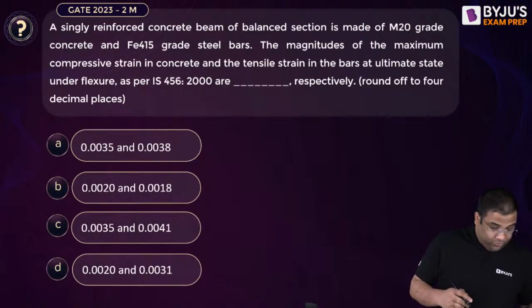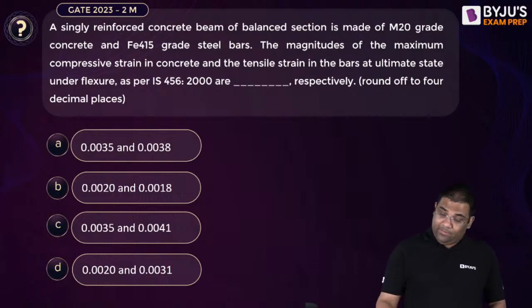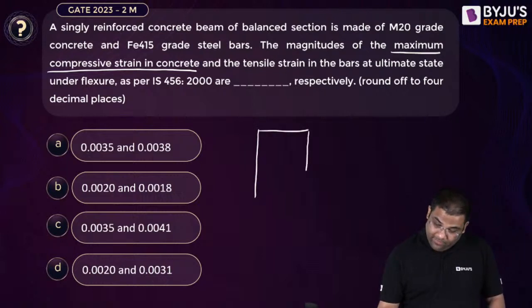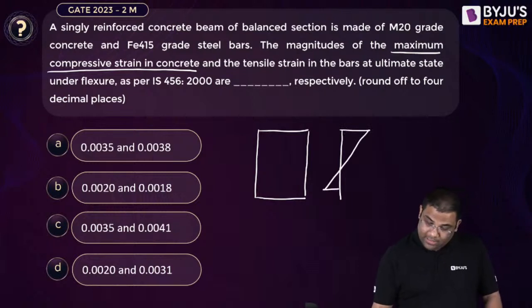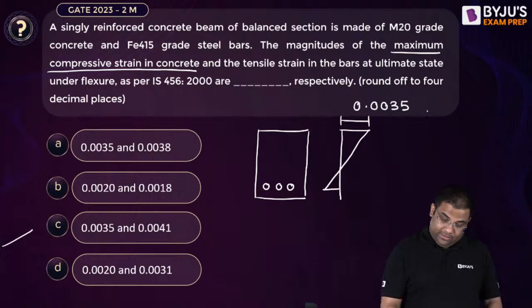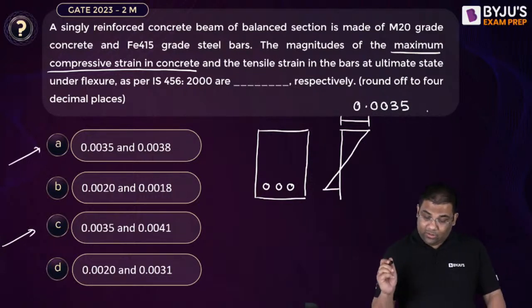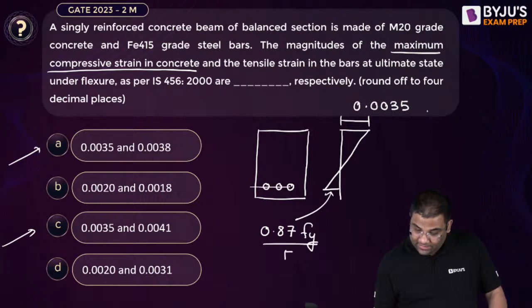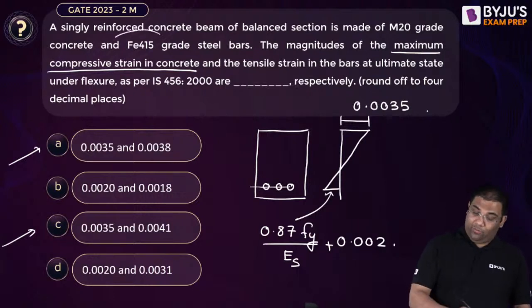One more question. Now this is another very straightforward question. What is given? Single reinforced beam is given. If you see a concrete beam like this, the strain varies linearly, right? And this is the steel here. So here the maximum compressive strain is 0.0035. So either this is correct or this is correct. So this is in the concrete. Now the strain in the bars, at bars, this is 0.87 Fy by Es plus 0.002 because it is a deformed bar, Fe415.